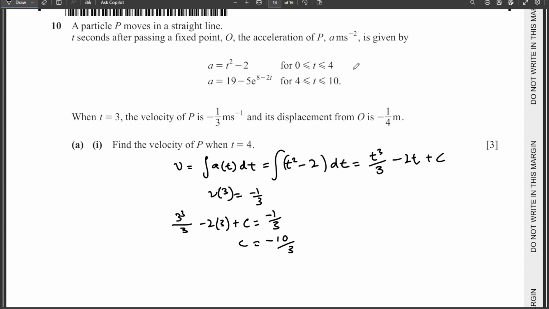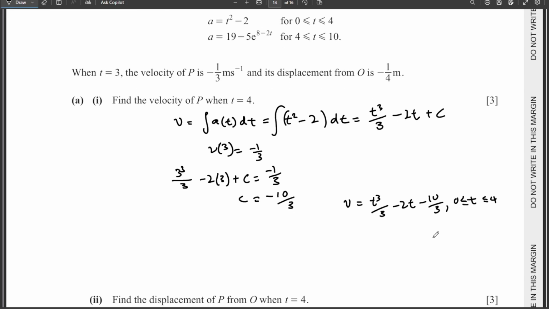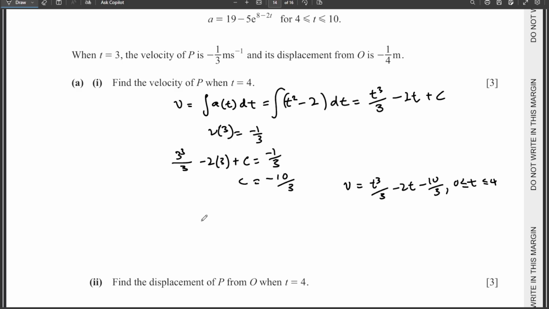And our velocity, for the first 4 seconds, we have this equation. And at t equals 4, you just substitute the value t equals 4. And our answer will be 10 meters per second.